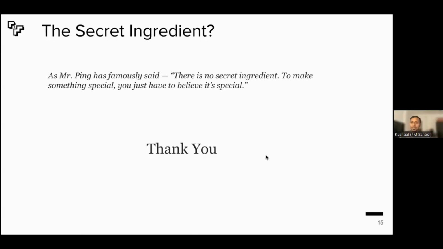Sounds good. We have a few more questions. So what are some of the common pitfalls or potential pitfalls to avoid when attempting to build virality in B2C products?